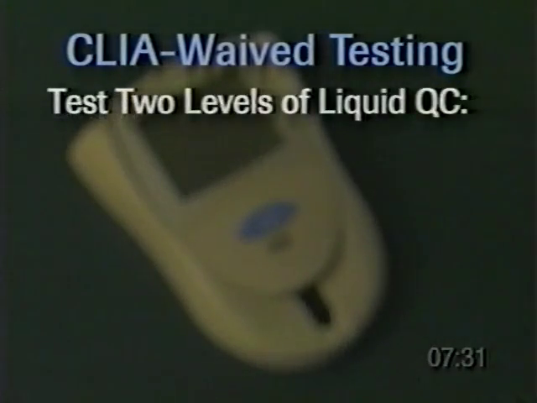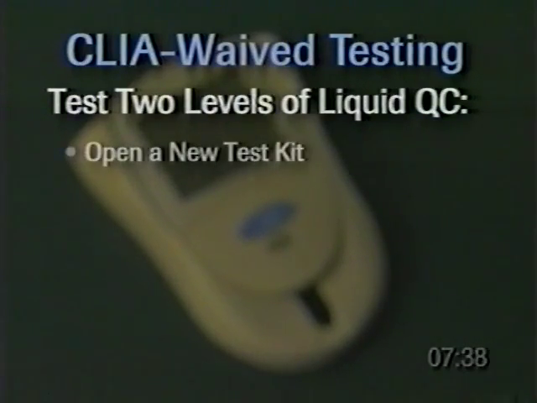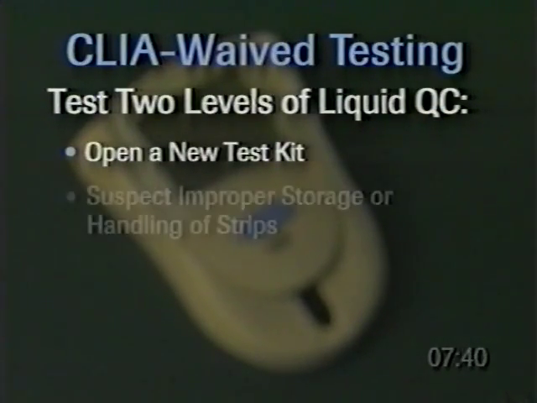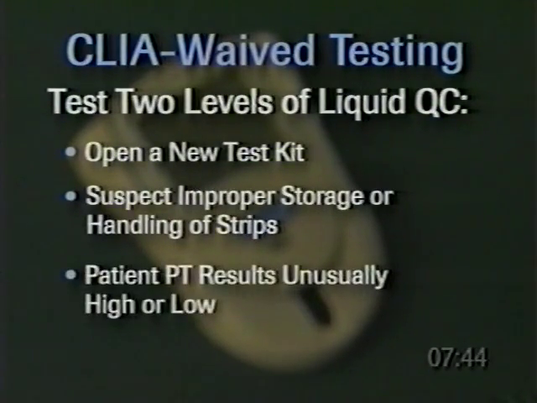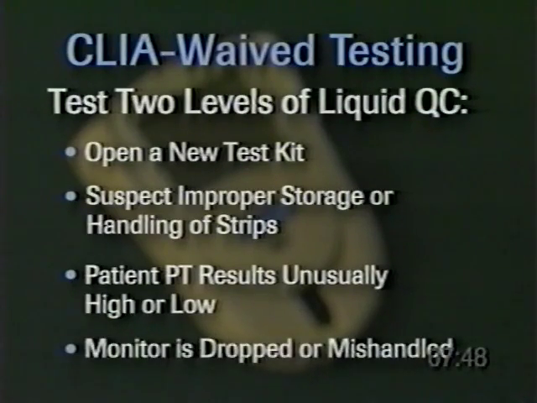In addition, 2 levels of liquid control must be tested and results must be within the designated range when you open a new test kit, suspect improper storage or handling of the strips, patient PT results are unusually high or low, or if the monitor is dropped or mishandled.